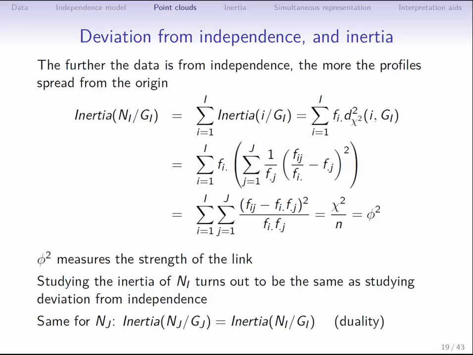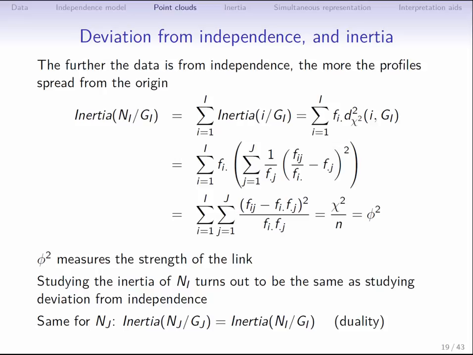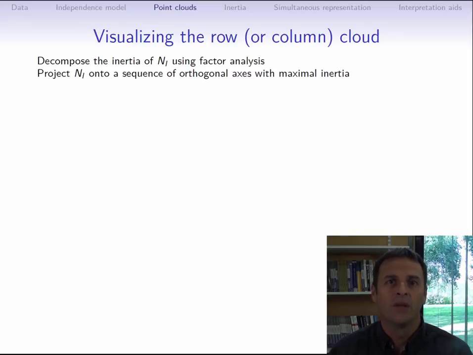In fact, what this means is that it's the same thing to analyze the table in terms of rows or in terms of columns. This is a fundamental result in correspondence analysis. We see that in correspondence analysis, rows and columns have perfectly symmetric roles. This property distinguishes correspondence analysis from other methods like principal component analysis, for example. We have turned around our initial question on the link between qualitative variables into a question of deviation from independence. This deviation can be interpreted geometrically as the inertia of a point cloud Ni with respect to the origin.